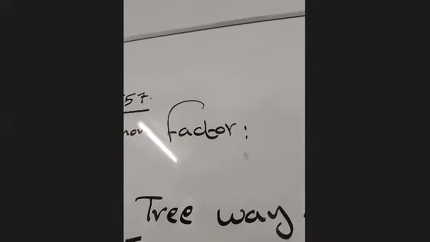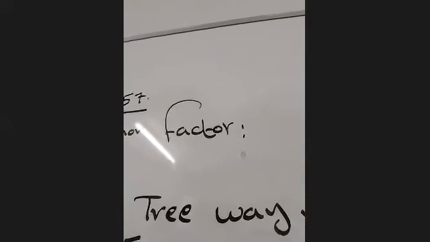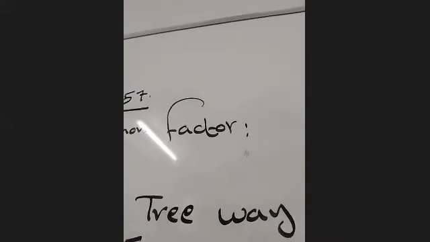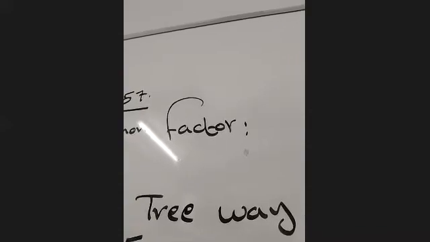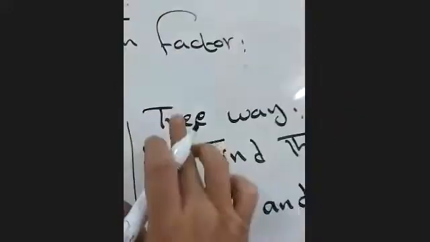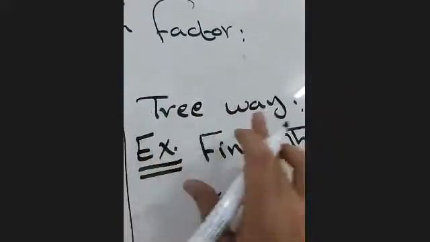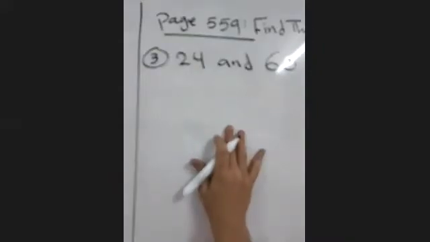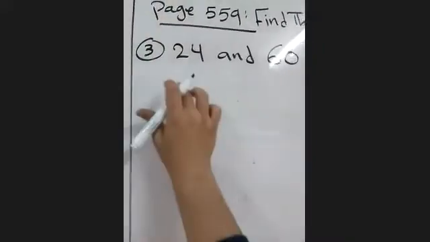What we will use? Factors. Look at the screen. Here, what's this? Three-way. We call it a three-way. So we will use a three-way. Do you understand? Yes. 24.